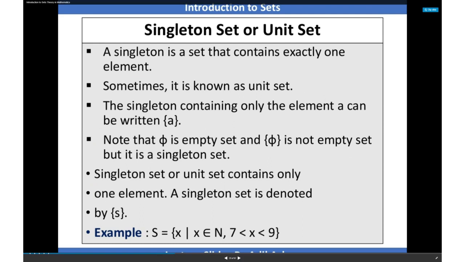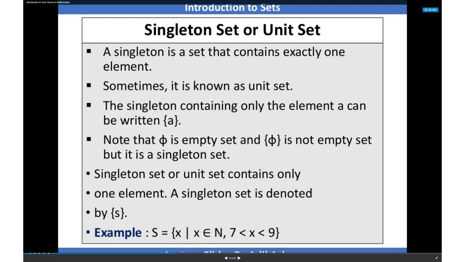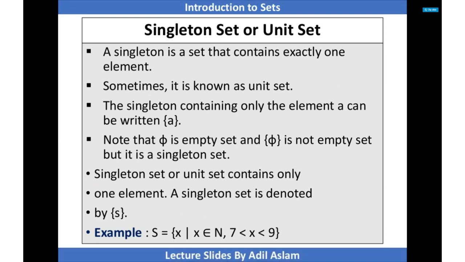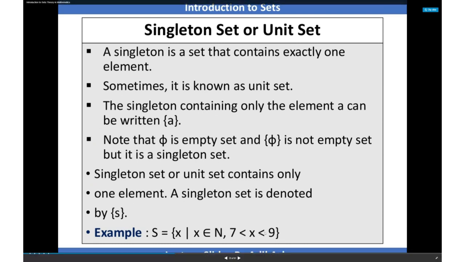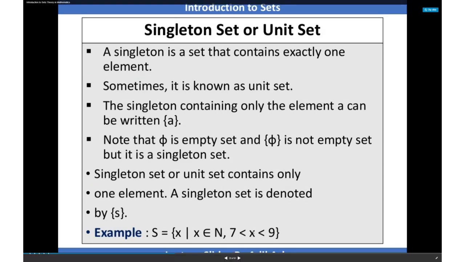Okay, so the example there is set S, containing an element in the form of X, where X is a member of N. We now know N is the set of natural numbers. Now, what makes it a singleton set is this condition. The number has to be between 7 and 9. And natural numbers, we'll call them loosely whole numbers, don't have fractional parts. So the whole number between 7 and 9 is only 8. That's why S qualifies to be a singleton set.